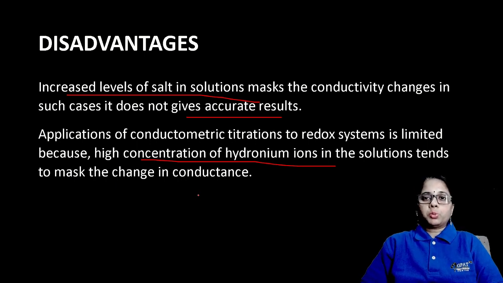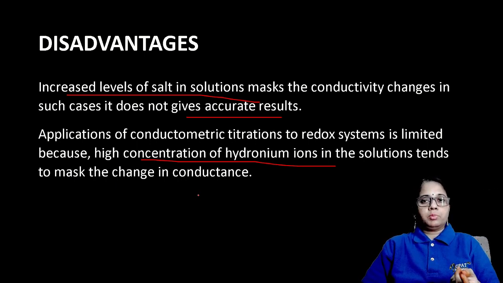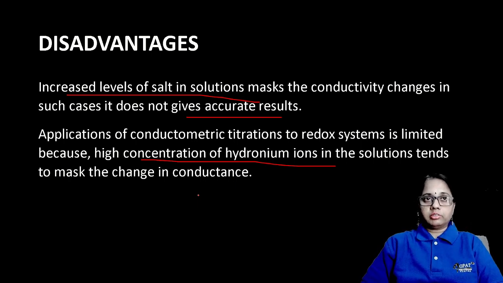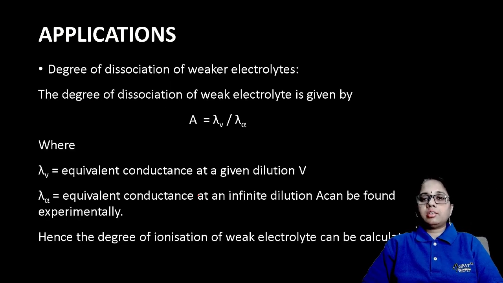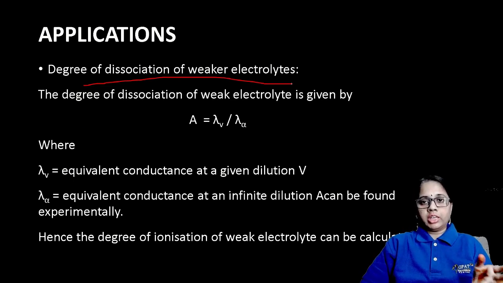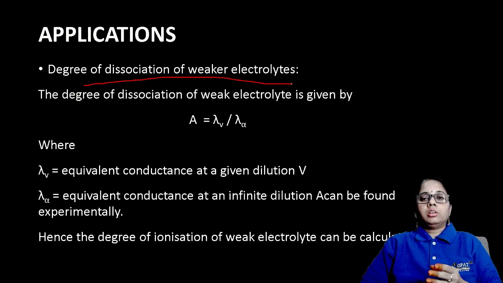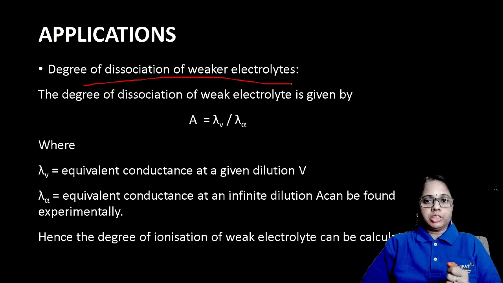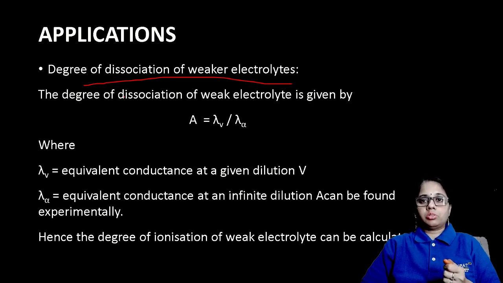So H plus ions and OH minus ions will give conductance, but H3O plus ions are also going to give some conductance, which may give you erroneous results. Finally, another application of conductometry is the degree of dissociation of weaker electrolytes. We know that weak acids and weak bases cannot be accurately determined by some types of titrations. So in such cases, the degree of dissociation of weaker electrolytes is a major problem.